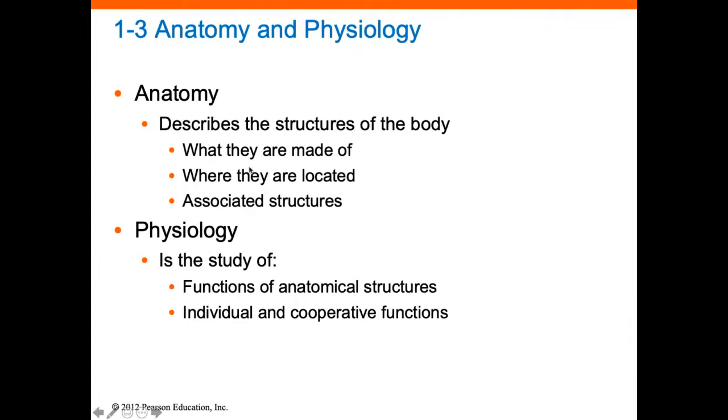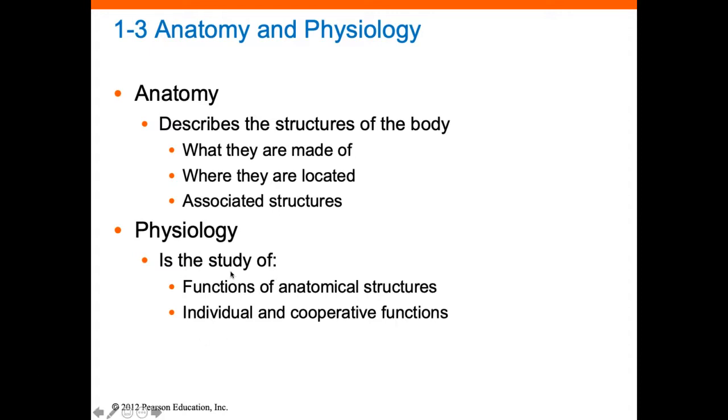We can study anatomy by doing dissection, by looking at x-rays, MRIs, CAT scans, all different ways of studying human structure. We can also look at it microscopically, looking at things under a microscope to understand structure. And we will look at that next week, week 2, when we talk about histology and the different types of tissues.